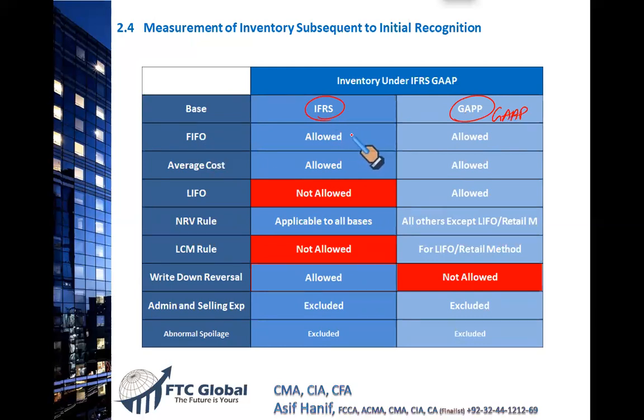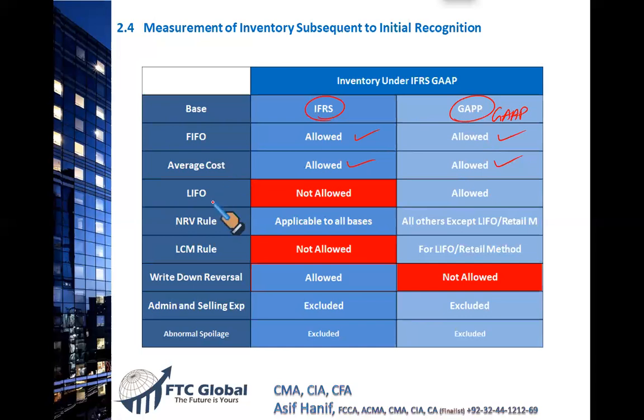FIFO method allowed under IFRS? Yes. Allowed under US GAAP? Yes. Average cost method allowed under both systems? Yes. It's your choice when you want to go for FIFO perpetual, FIFO periodic. GAAP and IFRS, they have no concern with it. Average cost, moving average or weighted average, no concern.